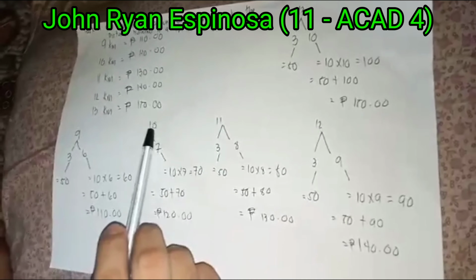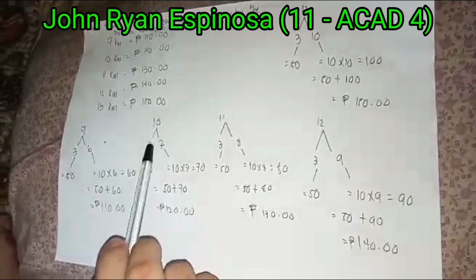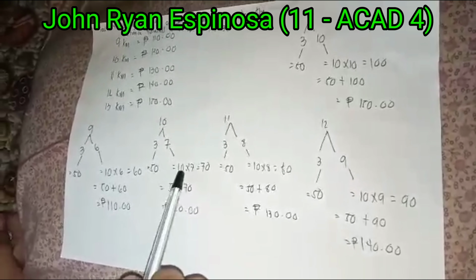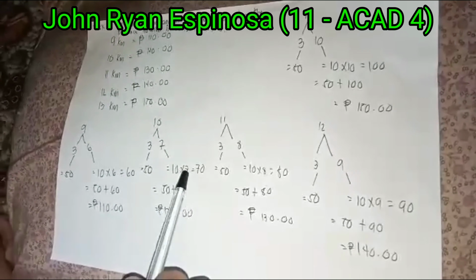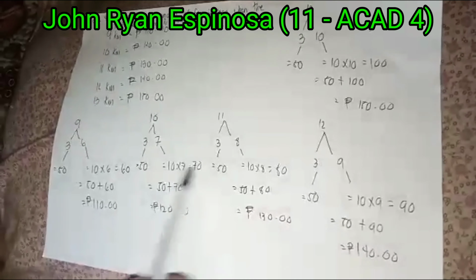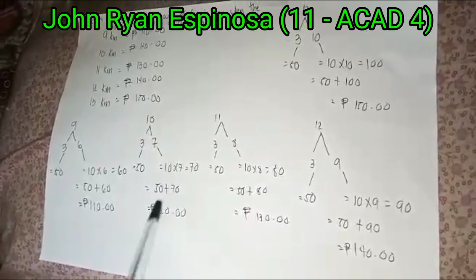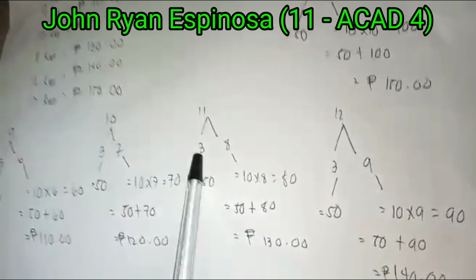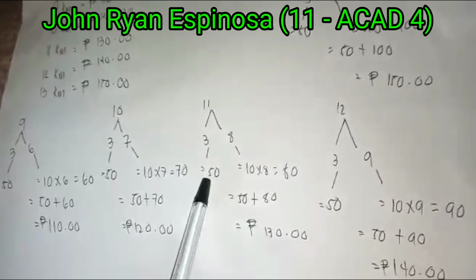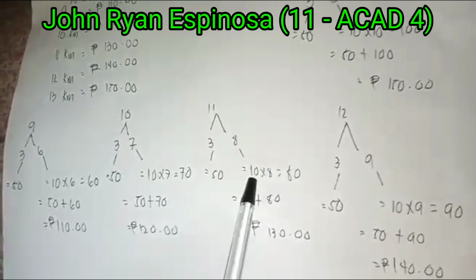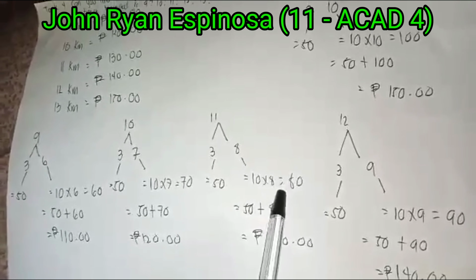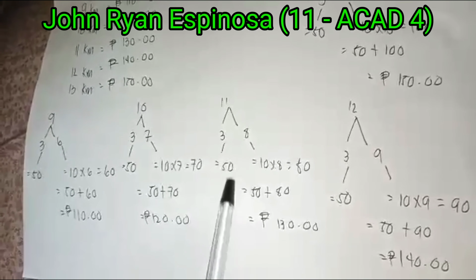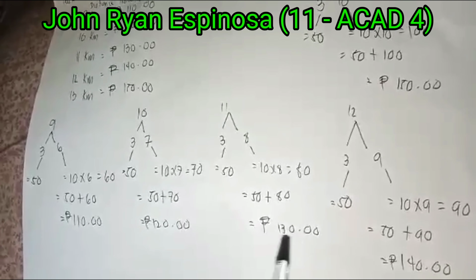To find the value of 10 kilometers, ihiwalay ulit natin yung 3 kilometers dahil fixed na ito na 50 pesos. Then, 7 ay i-multiply natin sa 10. So, 10 times 7 equals 70. Then, add 50 plus 70 equals 120 pesos. To find the value of 11 km, ihiwalay ulit natin yung 3 na 50 pesos. Then yung 8, i-multiply natin sa 10. So, 10 times 8 equals 80. Then add natin, 80 plus 50 equals 130 pesos.